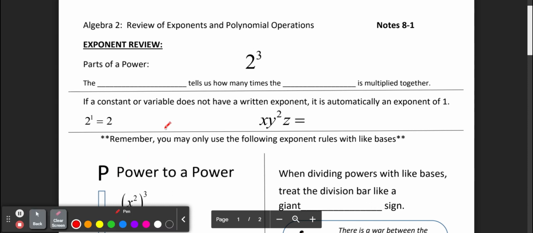All right, we're going to look at reviewing of exponents and polynomial operations. This is 8-1. So the first thing we're going to learn about is what are the parts of a power. So this 3 right here is called the exponent. That should be review. All of this is a review, hopefully. The 2 is called the base.